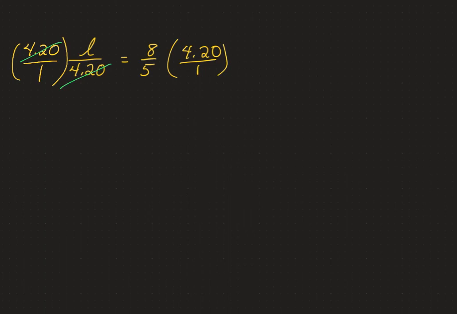So we will have just an L equals 8 times 4.20 divided by 5, which is equal to 6.72, which we already checked. You wind up doing the same thing in the end, right? 8 times 4.20 divided by 5. That's why cross multiplication works.